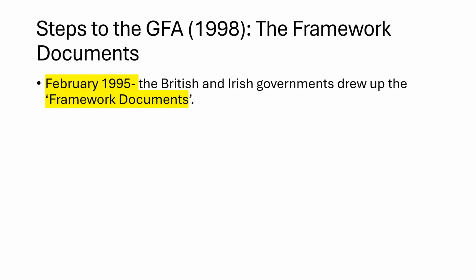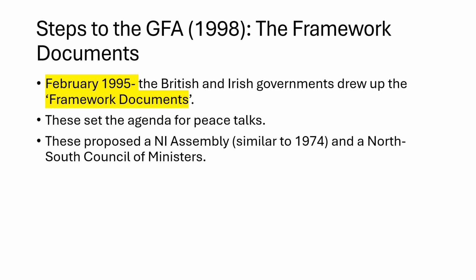The next big one in the step towards the Good Friday Agreement of 1998 is the framework documents. In February 1995, the British and Irish governments drew up what was called the framework documents. So this was agreed between the two governments. And these documents set the agenda for peace talks. They basically set out the framework of what a peace settlement would look like. These are the types of things we would be talking about.